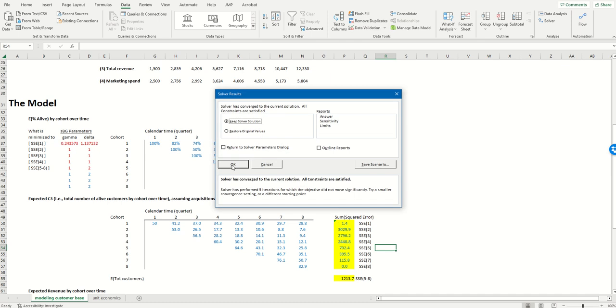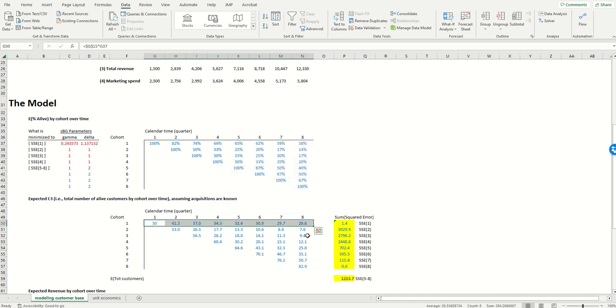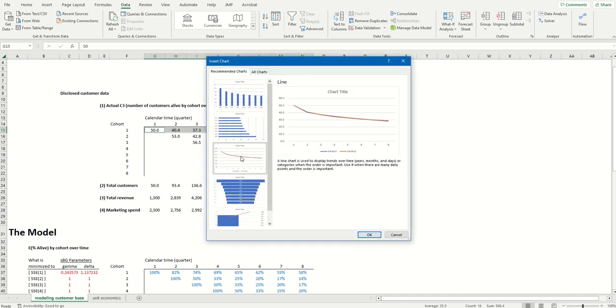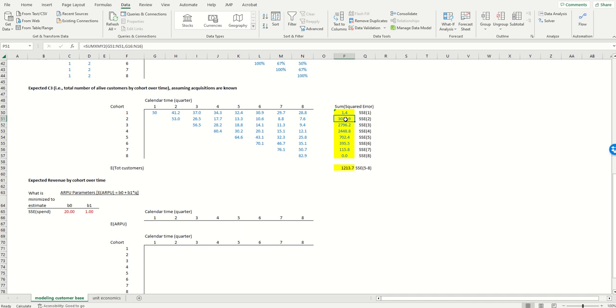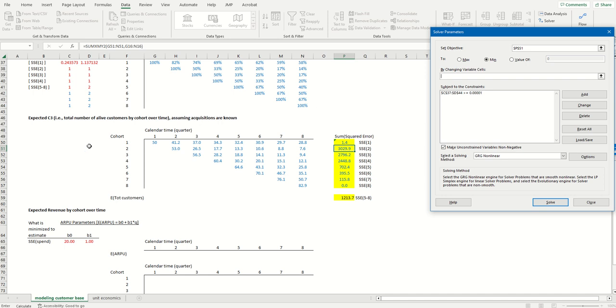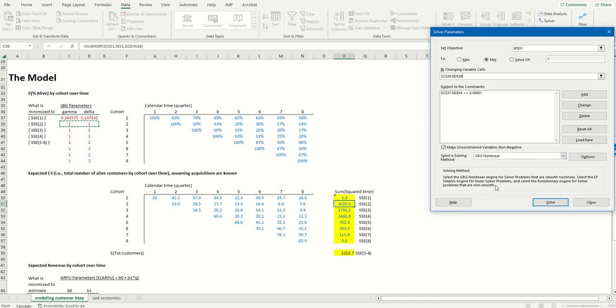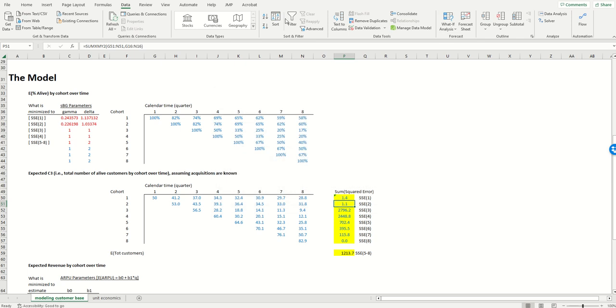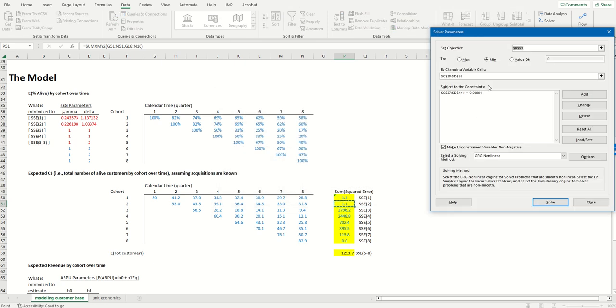So let's do that. Now let's just see how close those two lines are. We saw before it didn't look so good. Now, oh yeah, look at that. We're looking great. So that's cohort number 1. Let's repeat it for cohort number 2. Change these parameters as a function of SSE2. Then change this as a function of that.